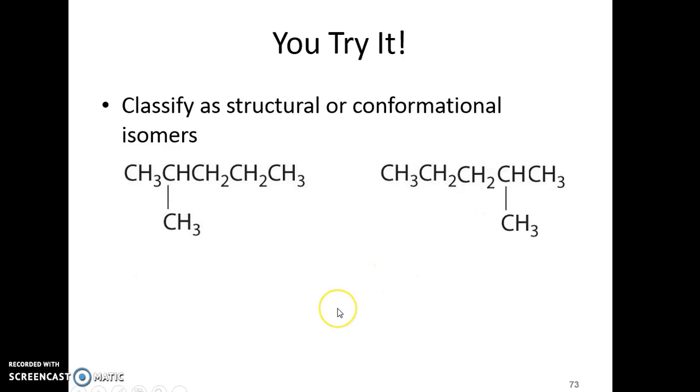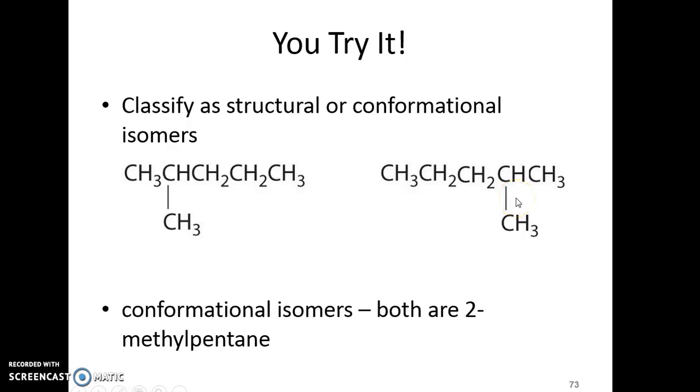What about these two? If I look at this, they are both C5H12. If I look at the name of this, this would be 2-methylpentane. If I look at this, you might have named it 4-methylpentane, but that name would be wrong. Remember, you always have to go from the end that gives you the lowest number. So this is 2-methylpentane, and this also is 2-methylpentane. They're both the same thing. So we say they are conformational isomers, or we will say they are identical.